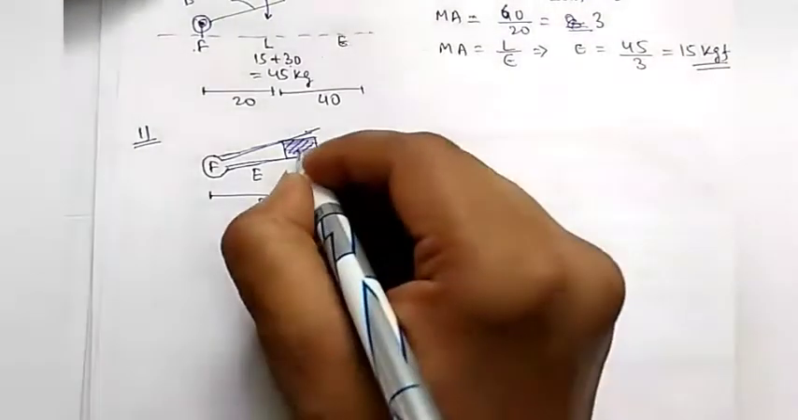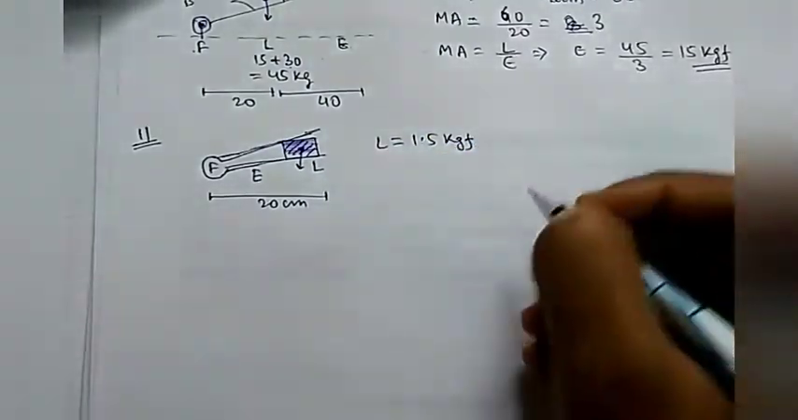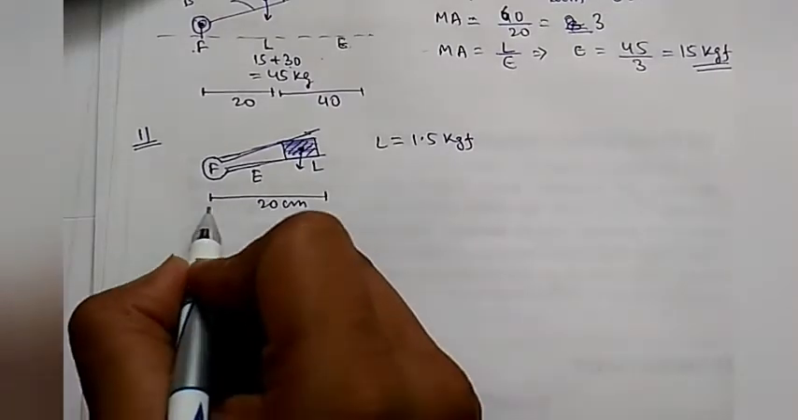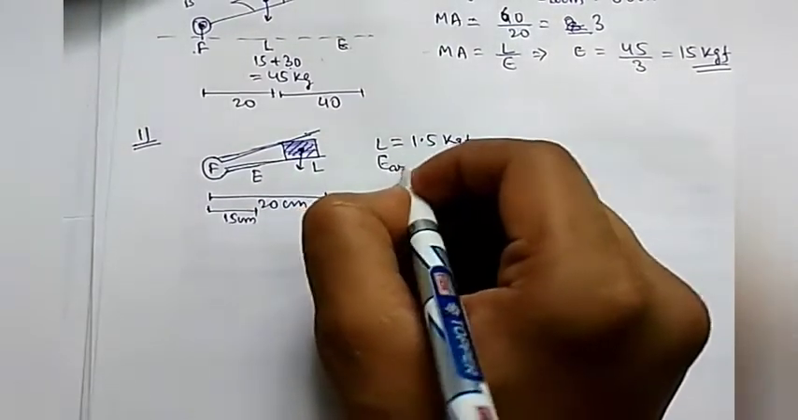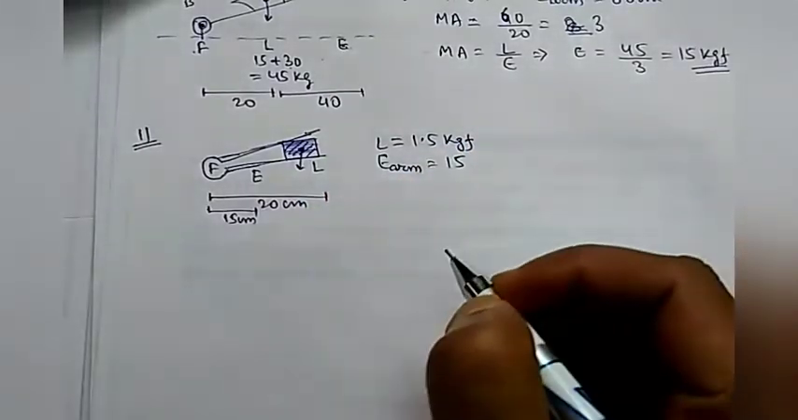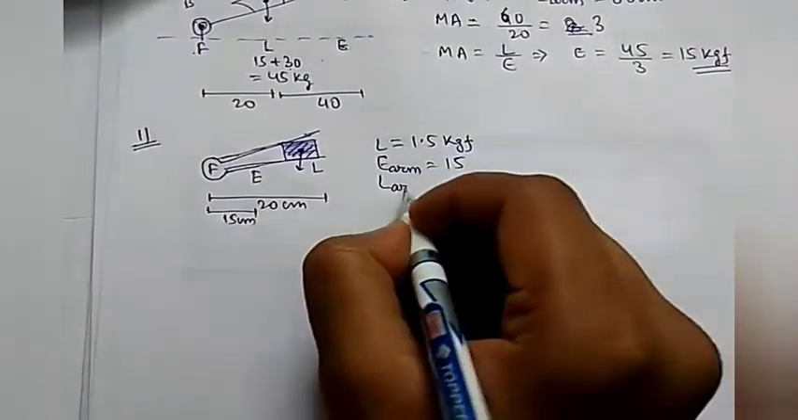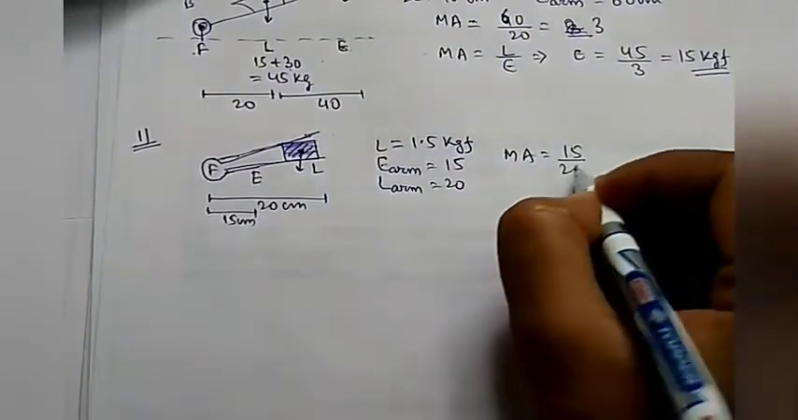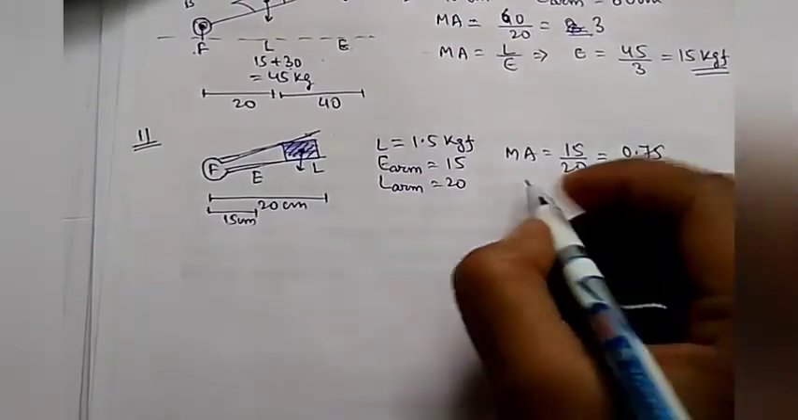Coal means this load is given 1.5 kgf. By applying an effort at a distance 15 centimeter from the fulcrum, it is applying effort. So the effort arm is equal to 15 centimeter. And the load arm is 20 centimeter. So mechanical advantage is equal to effort arm by load arm, that is 15 by 20, that is 0.75. So this is the mechanical advantage.